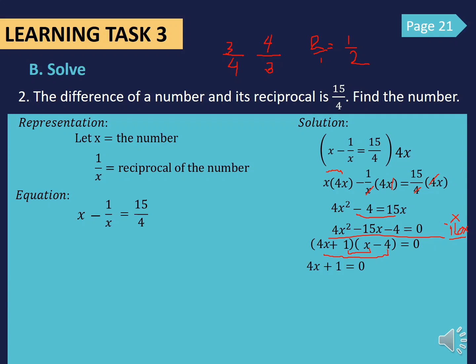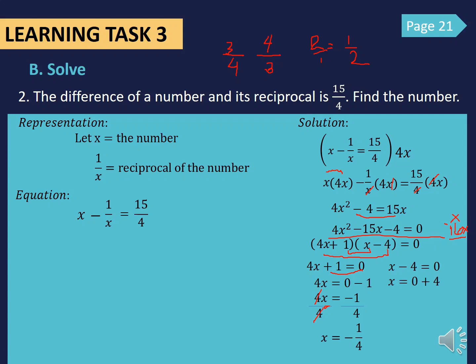Now, let us form two resulting linear equations. So, 4x plus 1 equals 0. And the other one is x minus 4 equals 0. So, let us have first 4x plus 1. 4x is equal to 0 minus 1. We transpose positive 1 to the right side. So, 4x is equal to 0 minus 1, and 0 minus 1 is negative 1. And for us to solve for the value of x, we will divide both sides by 4. So, we cancel 4. We came up with x is equal to negative 1 over 4.